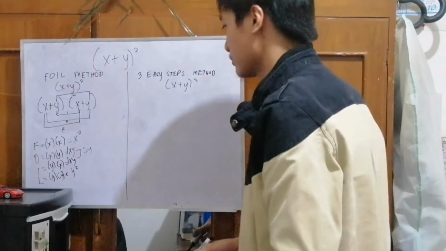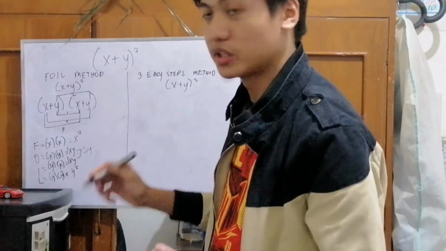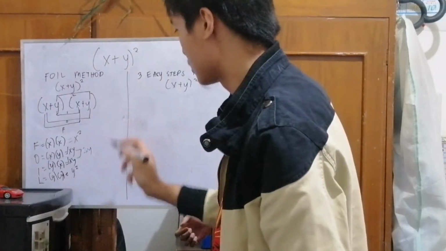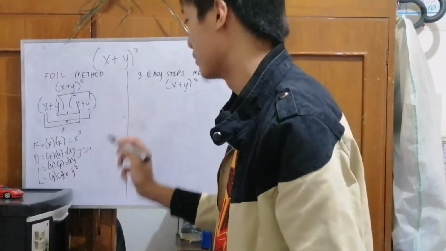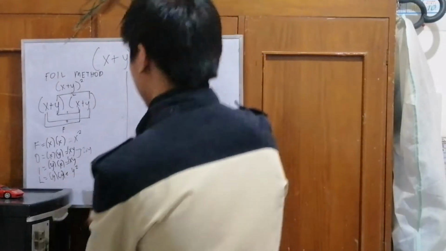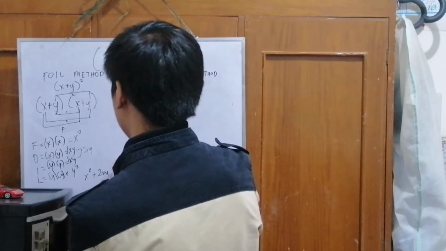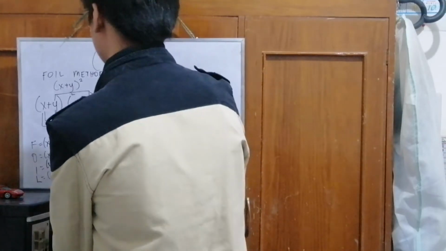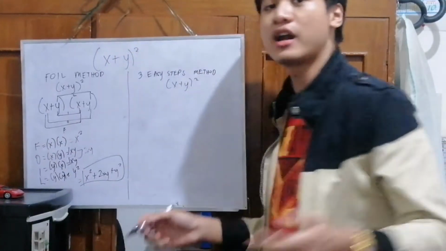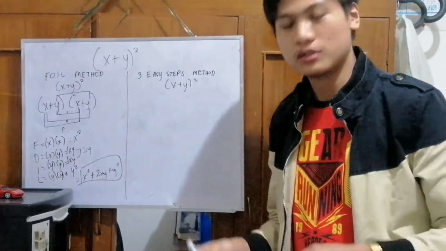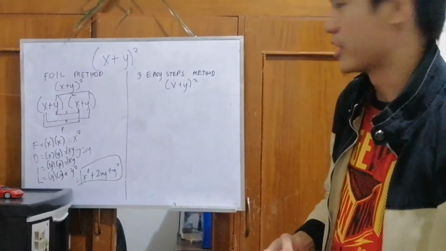And we are going to get an answer of 2xy. Now in the end, we have to put the answers all together. Since 2xy is positive, x squared is positive, and y squared is positive, all of them will have plus signs. So that is x squared plus 2xy plus y squared. Now that's going to be our answer for the way of the FOIL method.